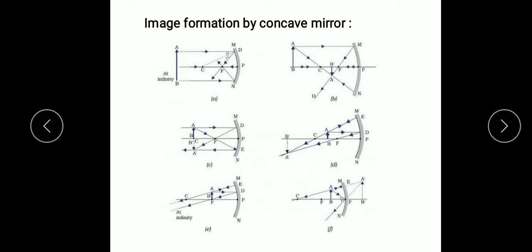So in all cases we have discussed the position of the object, the position of the image, and the nature and size of the image. And you can refer to this table from your textbook.